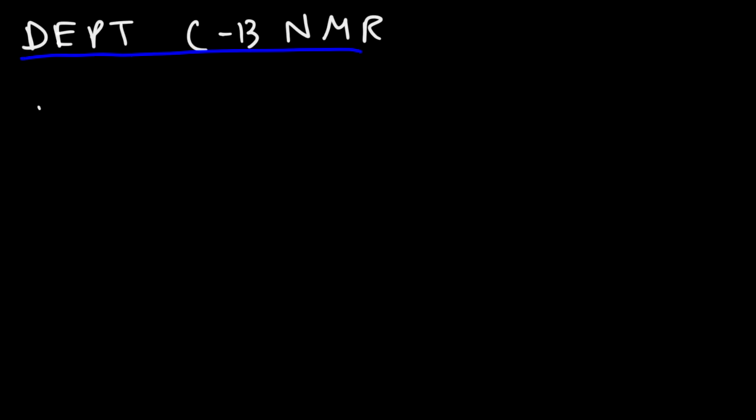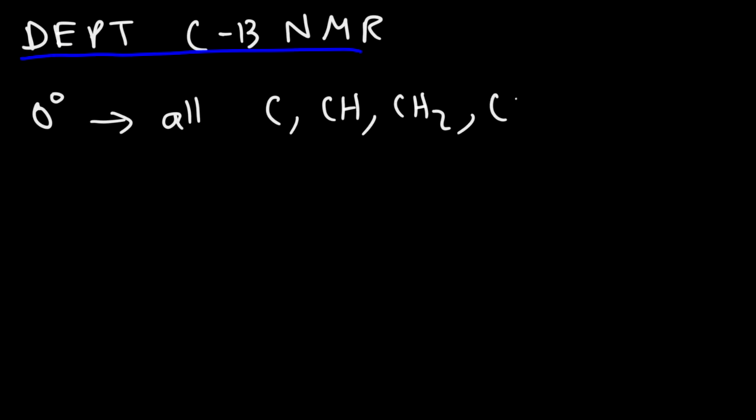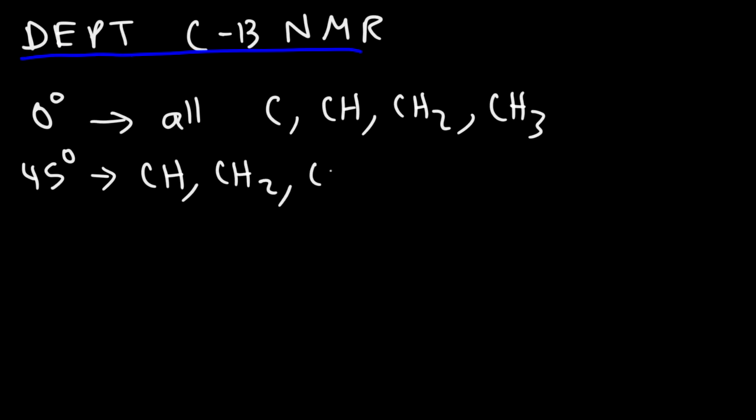Now what you need to know is that if the excitation angle is at 0 degrees, this is basically the same as a broadband decoupled C-13 NMR spectrum, where you'll see all the signals. You'll see the carbons, the CHs, the methylene groups, and the methyl groups. Now, if the angle is at 45 degrees, you'll see the methine groups, the methylene groups, the methyl groups, but you won't see any quaternary carbons.